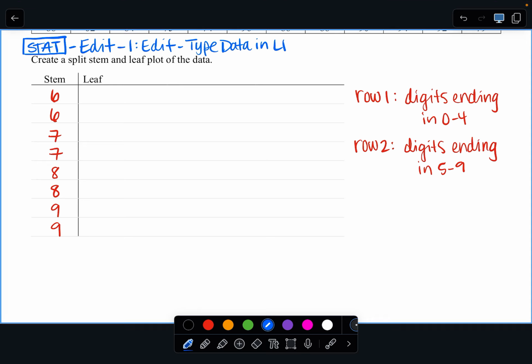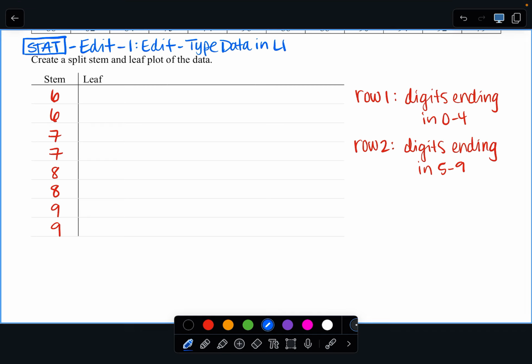So go to your calculator, go to L1. If you need to clear a list, so say for instance someone used it before you and they have different numbers, you can go all the way up to L1 and hit clear and enter. Or you can reset the calculator. That's always a good and easy, quick method.